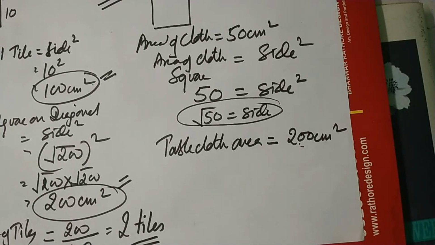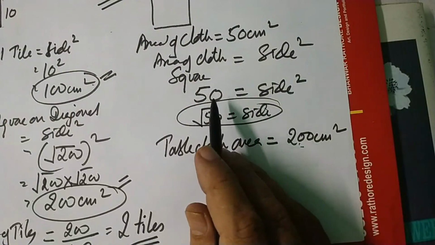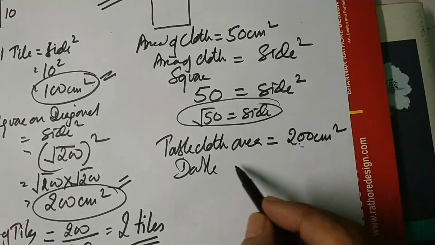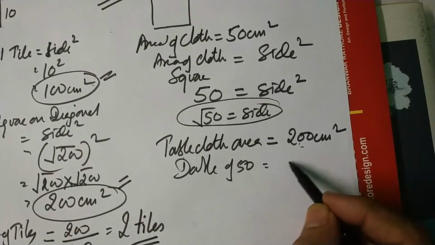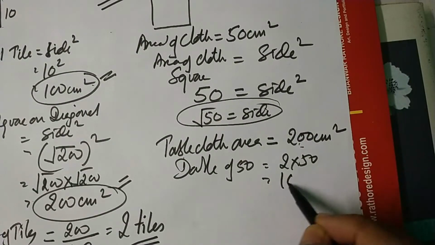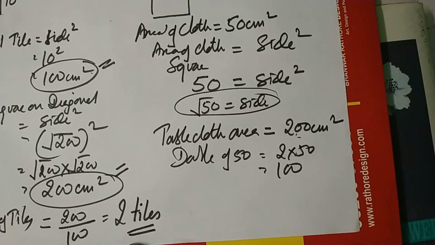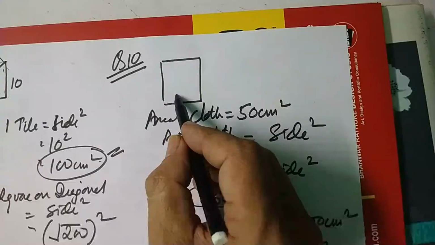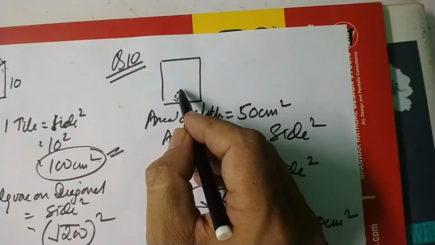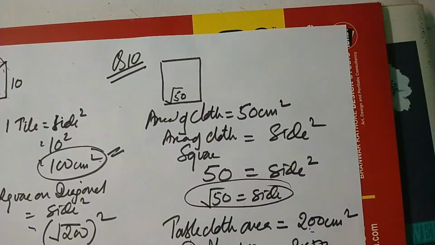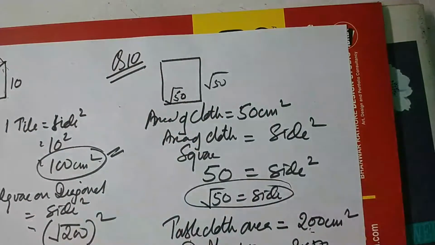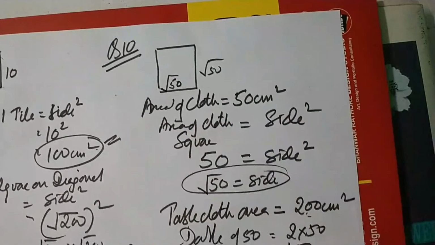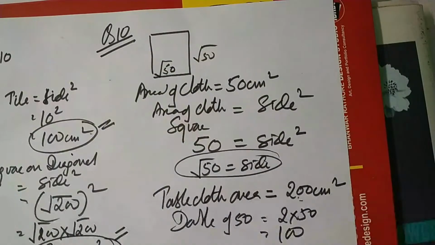Simple. So she has to do its double. If she doubles 50, it will become 100, isn't it? And she has to make 200. So the side is under root 50, and this is under root 50. So with this under root 50 and this under root 50, she wants to make 200, doubling method.